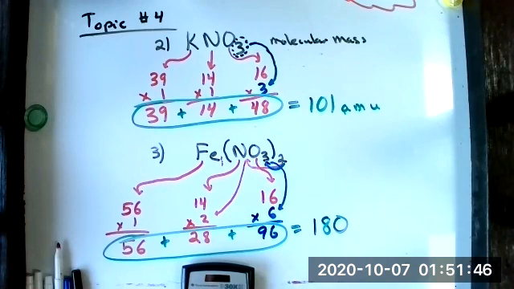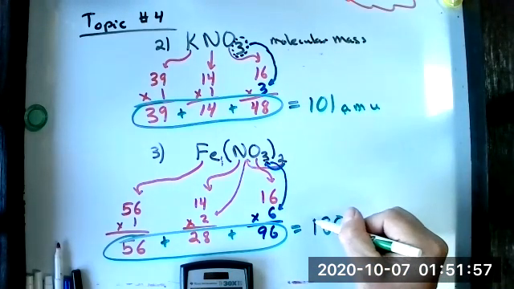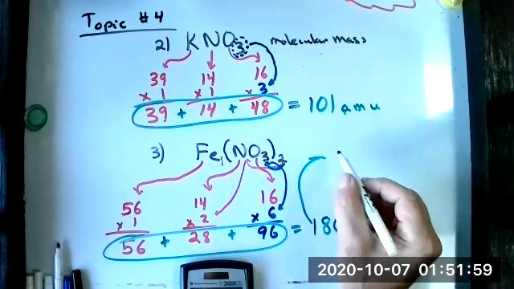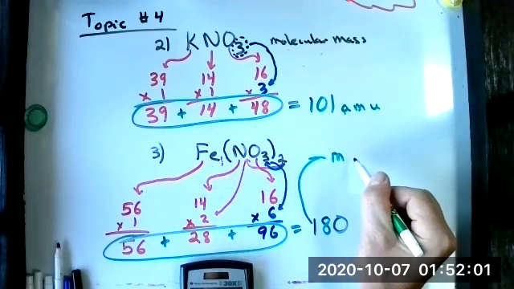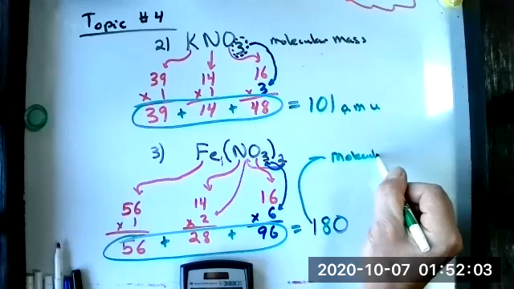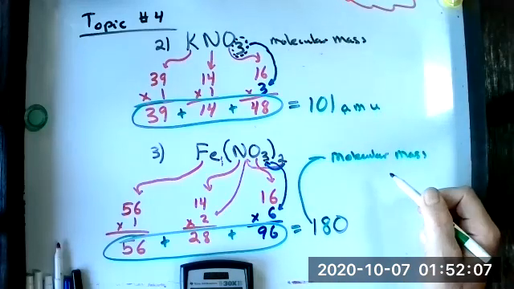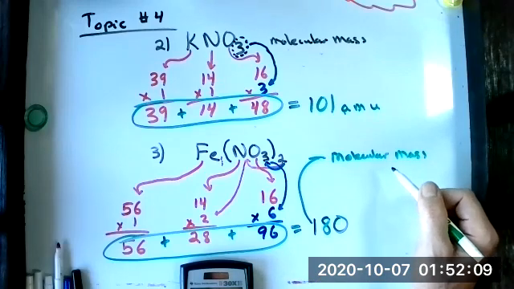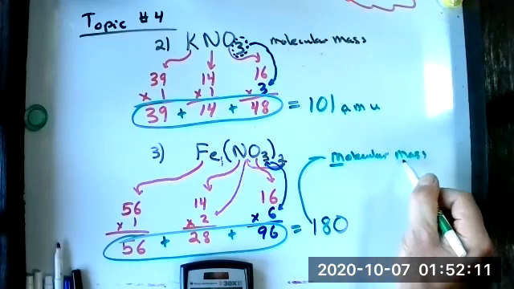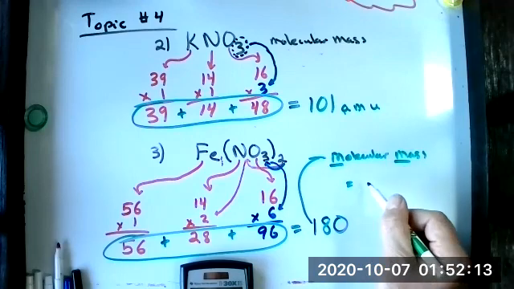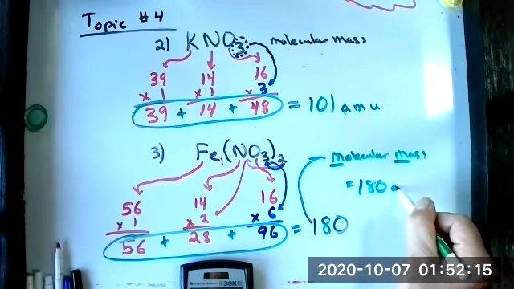Okay, did I do that right? I'm going to double check my math. 96 plus 28 plus 56. Yes, good. All right, so what would you do? You'd say, hey, what's the molecular mass? Is there an abbreviation for molecular mass? Yes, it's MM. You would say it's 180 AMUs.